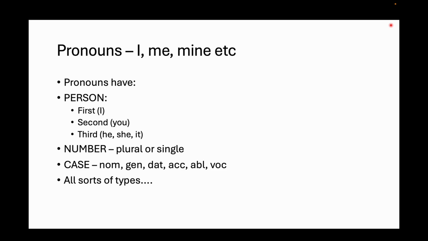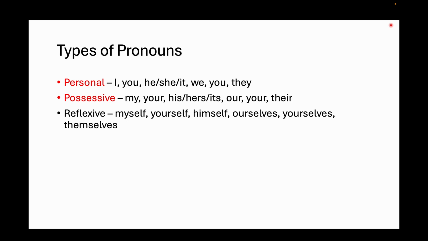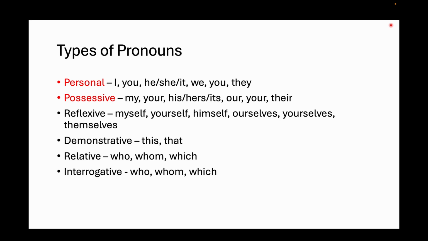But in Latin, you have nominative, genitive, dative, accusative, ablative, and vocative. And then there's all sorts of types. Let's just run through them. The two most important ones for our purpose that we're really going to see in the Preces are the personal and the possessive. The personal is just things like I, you, he, she, it, etc. And then the possessive is my, your, his, hers, its, our, yours, and theirs, right? There's also reflexive pronouns. The reflexive pronoun is myself, yourself, himself, and so forth. The demonstrative pronoun is this or that. And relative and interrogative pronouns, who, whom, which, for each.